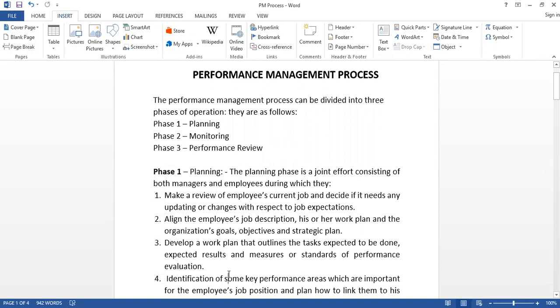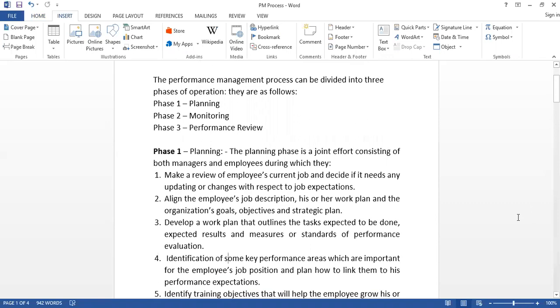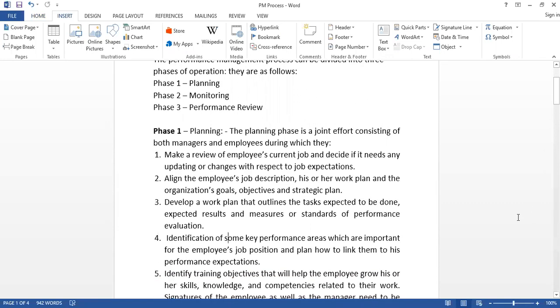Third, develop a work plan that outlines the tasks expected to be done, expected results, and measures or standards of performance evaluation. Yes, I think once you have aligned the individual targets with the company's plan, now you have a clear picture of what is expected from the employee. Okay, what task is to be completed, what is expected of the employee, and what is the way of evaluating the employee's performance.